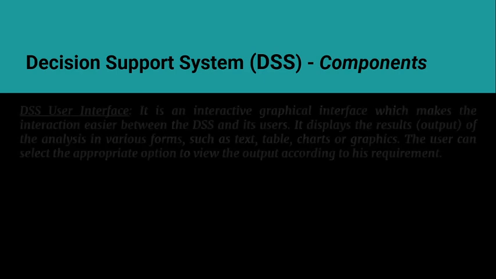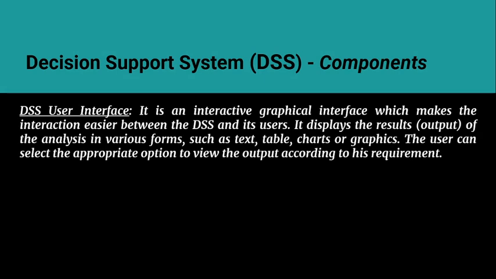And the third important component is the users, the DSS's user interface, which is an interactive graphical interface that makes the interaction easier between the system and its user. Its function is to display the result or output of the analysis in various forms, which may be in the form of text, tables, charts, or graphs. Now the user can select the appropriate option to view the output according to the requirement.